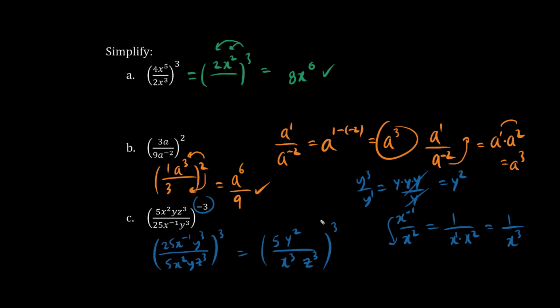Let's finish the question off by distributing the exponent, top and bottom. So we have 5 cubed, which is 125, y to the 2 times 3, which is 6, over, when we cube the bottom, we have x to the 9, because 3 times 3 is 9, and z also to the 9.